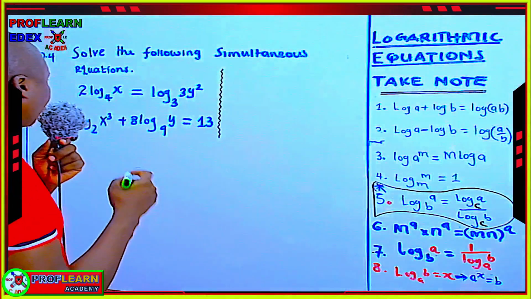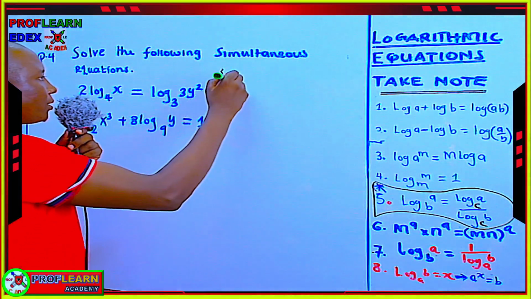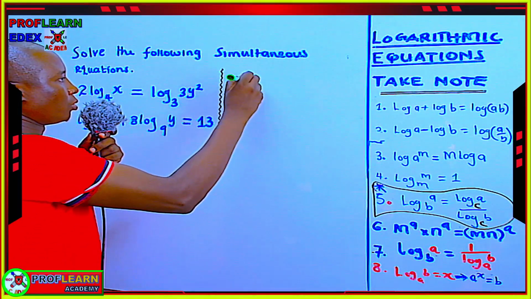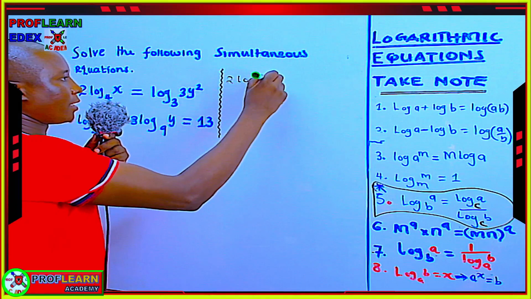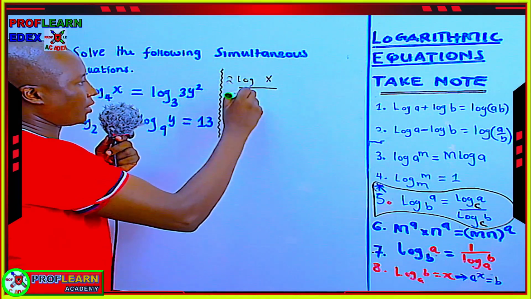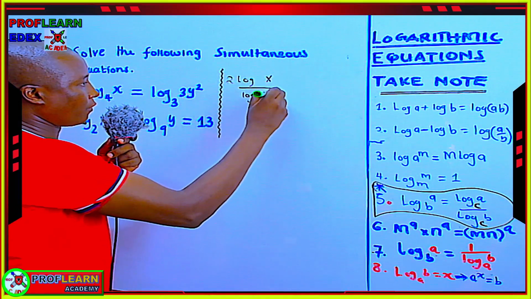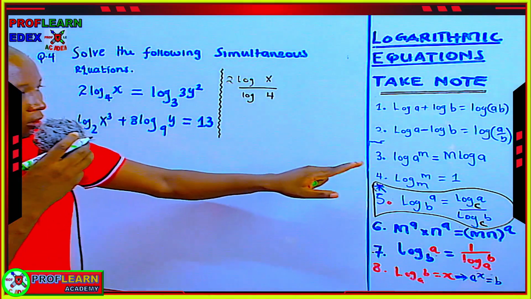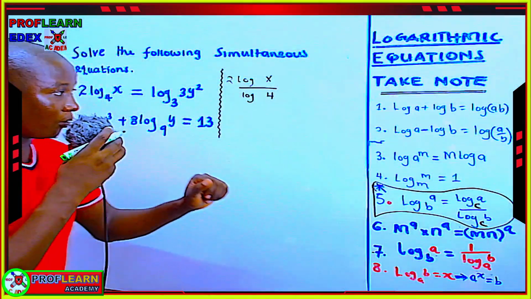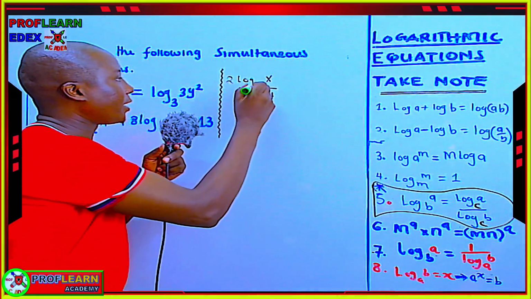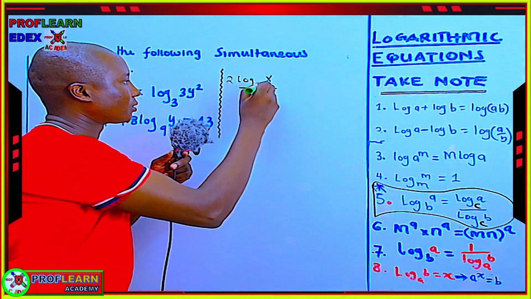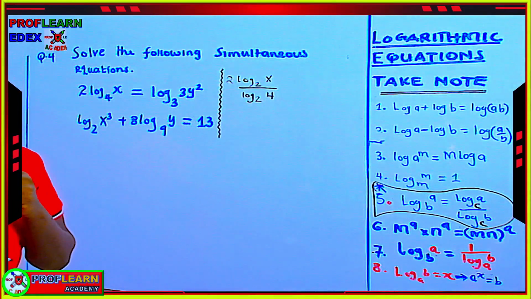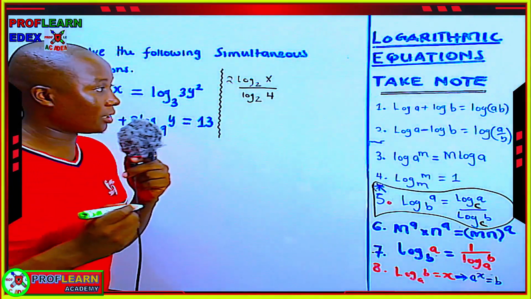Now, in that case, let's look at this. The first equation becomes 2 log x over log 4. I told you, if you want to express this to the base of 2, just take log of x over the log of 4, and then introduce the new base that you are interested in.